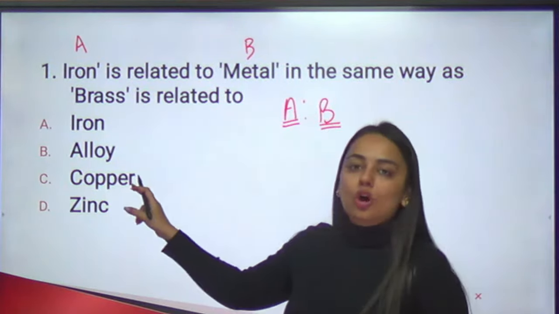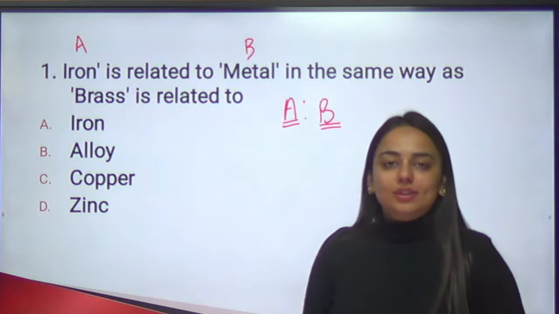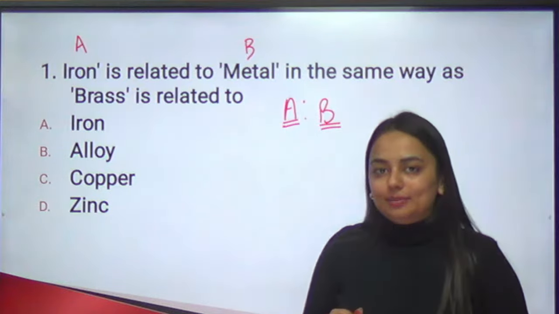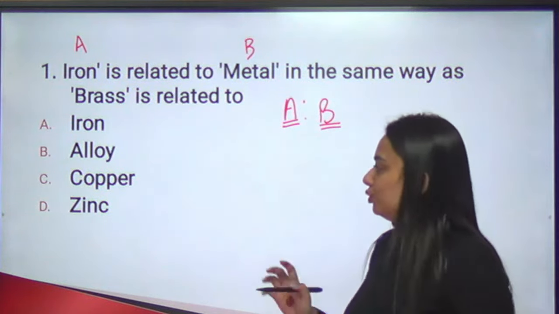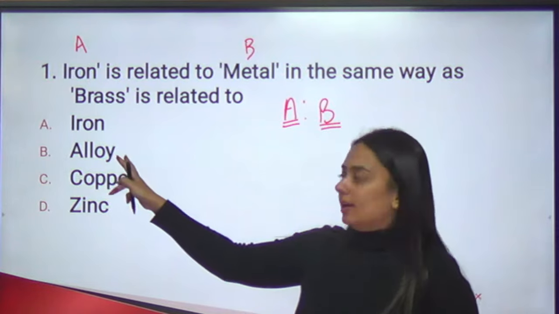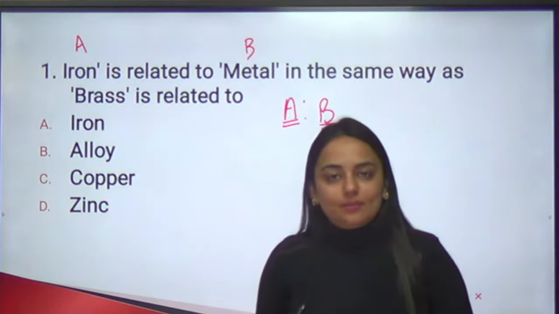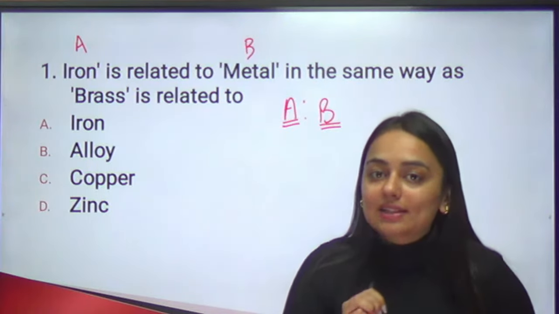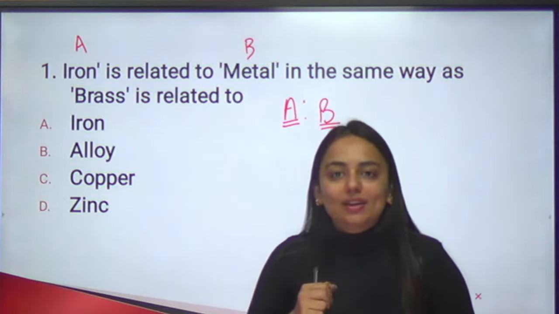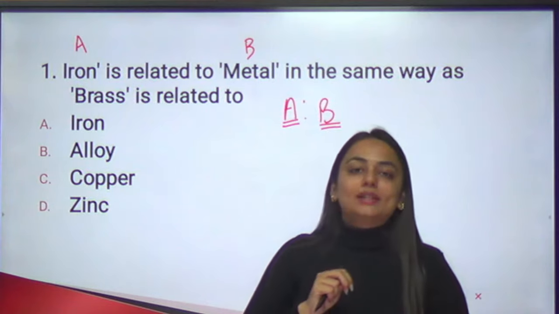Is it related to copper or zinc? तो यहाँ पर हम क्या tricks लगाएंगे? Now, suppose you do not know the meaning of alloy, but you can see iron, copper, zinc. They are all elements. Obviously, there cannot be three answers. We have to take only one. So this is the smart way to answer these questions.